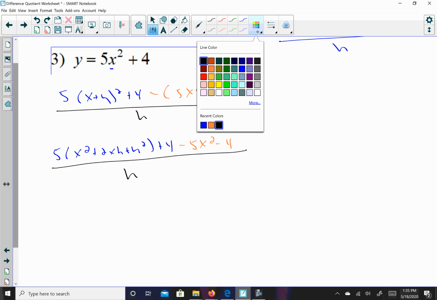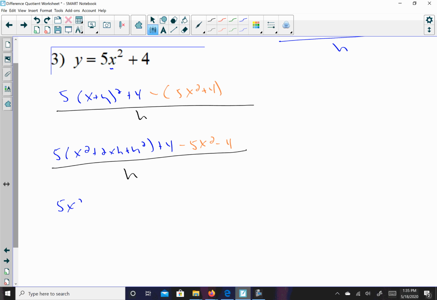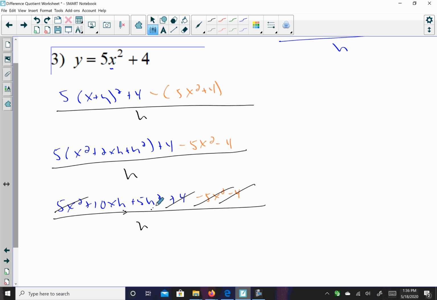Distributing my 5, I'm going to have 5x squared plus 10xh plus 5h squared plus 4 minus 5x squared minus 4, all over h. The negative 5x squared and positive 5x squared will equal 0. The negative 4 and the positive 4 will equal 0. These both have an h. I'm going to factor that out and make it h times the quantity of 10x plus 5h. This is all over h. The h's simplify. My final answer is 10x plus 5h.